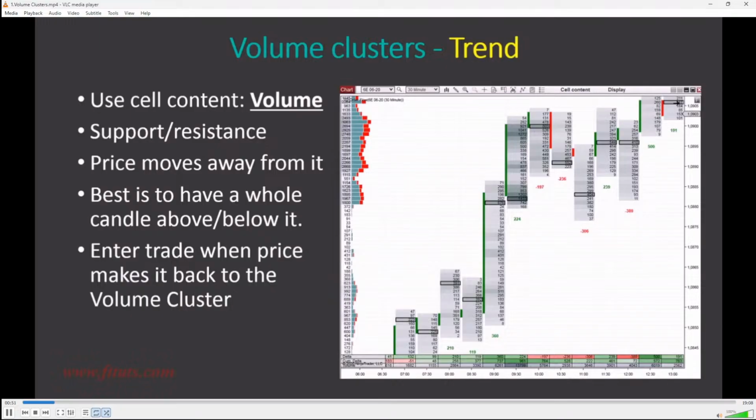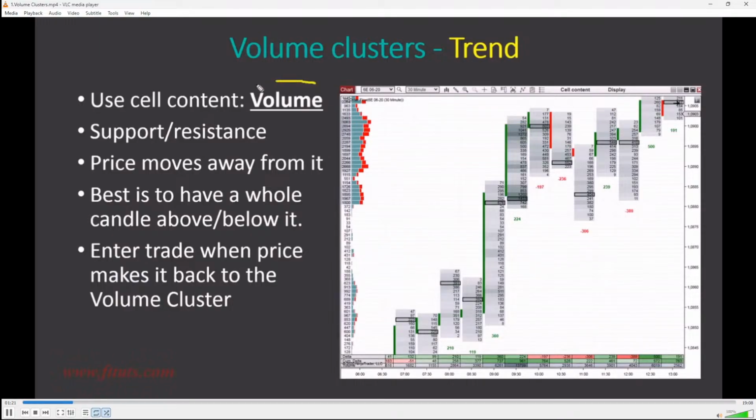The first thing you need to do is set up your chart so it looks like mine. Only thing you need to change is the cell content. So you click it and you change it so it shows volumes, all right? So not bid and ask, but volume. When you turn on this visual option, it will look like this. And every cell will show how many volumes got accumulated and traded at the given price.